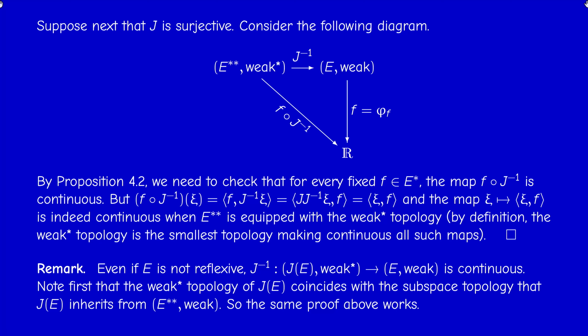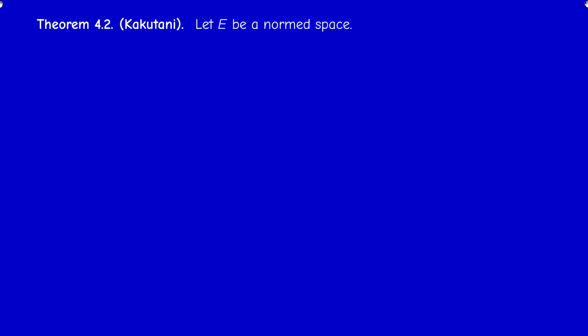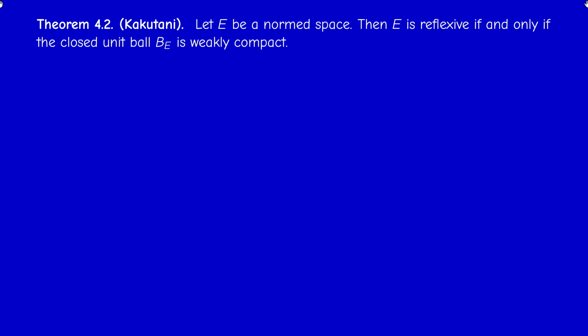Okay, so having proved these two preliminary results, we can prove the main result of this section, which is known as Kakutani theorem. So if E is a normed space, then E is reflexive if and only if the closed unit ball is weakly compact. So I have to prove two implications. Suppose first that the closed unit ball BE is compact in the weak topology.